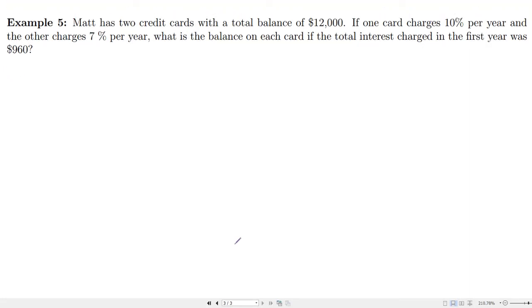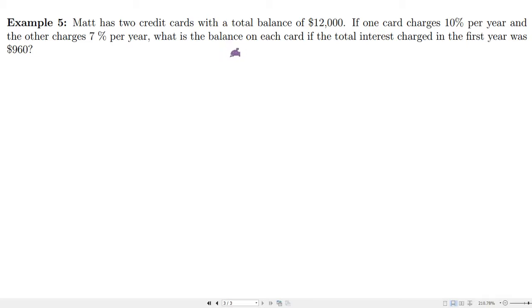So on to some financial examples that are also covered in this section in your text. Matt has 2 credit cards with a total balance of $12,000. One card charges 10% per year and the other charges 7% per year. We want to figure out what is the balance on each card if the total interest charged in the first year was $960.